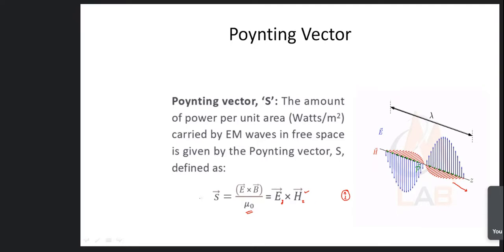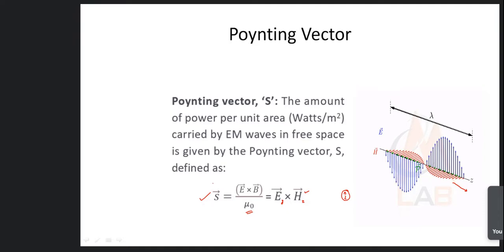Okay, so we have the Poynting vector, which gives you an idea about the amount of energy carried by the electromagnetic wave. Exactly, it is energy per unit area per unit time. It is a vector quantity. The direction of this vector is the same as that of the propagation of the electromagnetic wave. If the electromagnetic wave is propagating in the x direction, then the Poynting vector direction is also x. If we consider the wave propagating in y, then the direction is y.